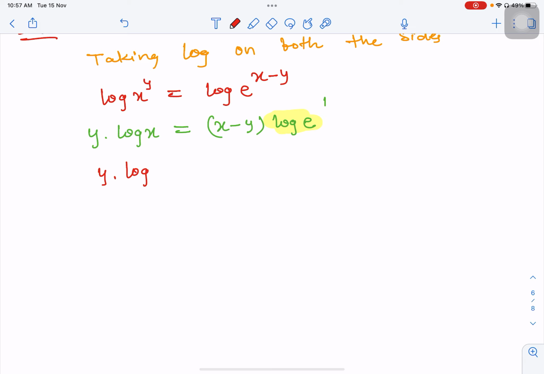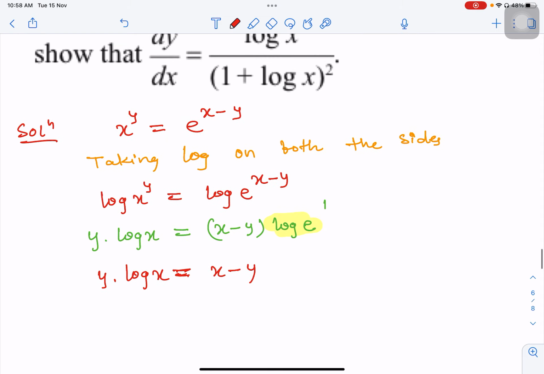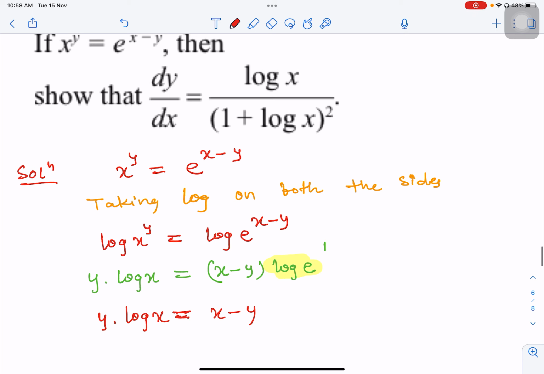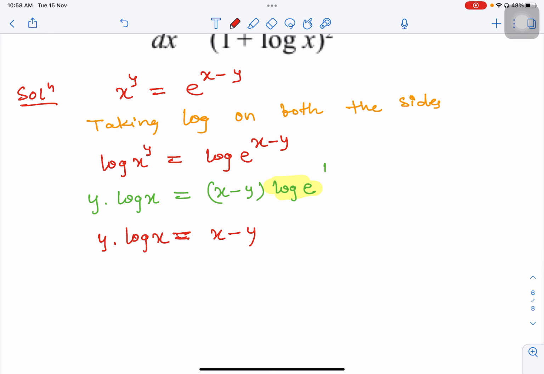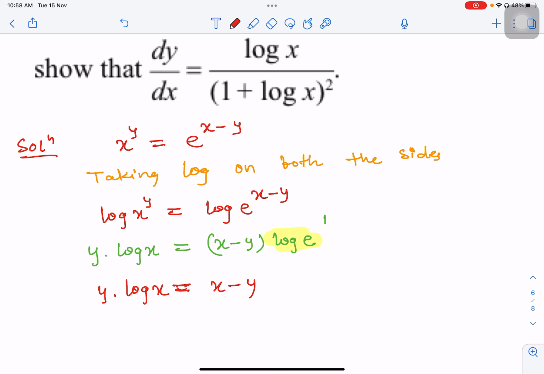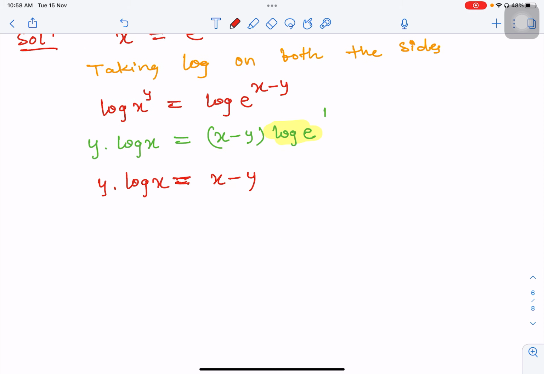Y times log x equals to x minus 1. Now if you have not done this sum before, then we will just try to differentiate and that will not give us the result directly, the one which we want. So what will you have to do? Since you can see the whole square, it looks like we have applied the u by v rule. So for that we have to bring it into numerator denominator form. So we will take y on this side.